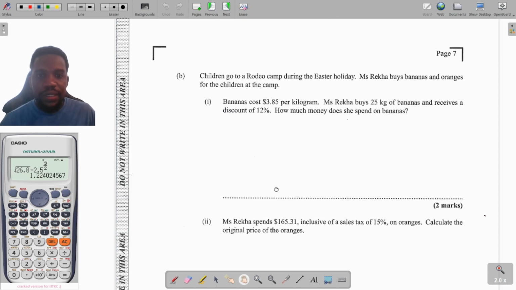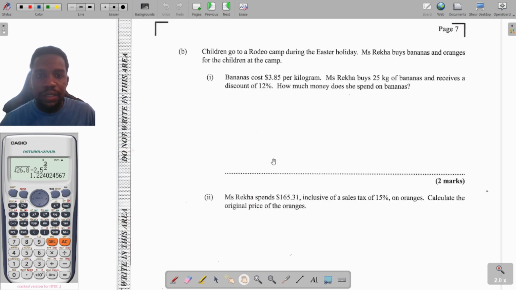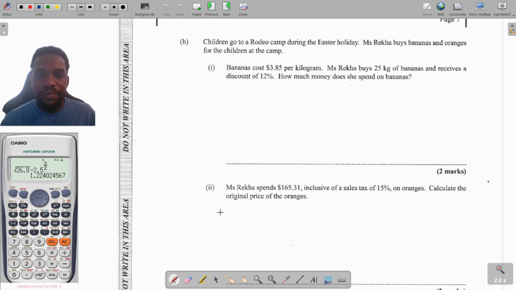Alright, this says question, and this is question B, of course. It says, children go to a rodeo camp during the Easter holiday. Miss Riha buys bananas and oranges for the children at the camp. Bananas cost $3.85 per kilogram. Miss Riha buys 25 kilograms of bananas and receives a discount of 12%. How much money does she spend on bananas?